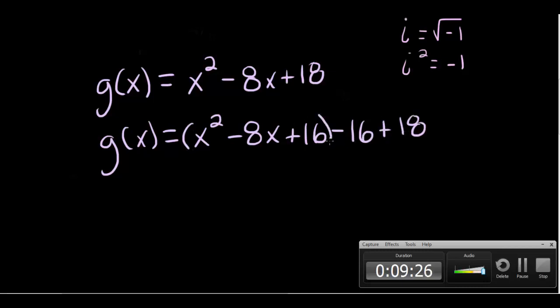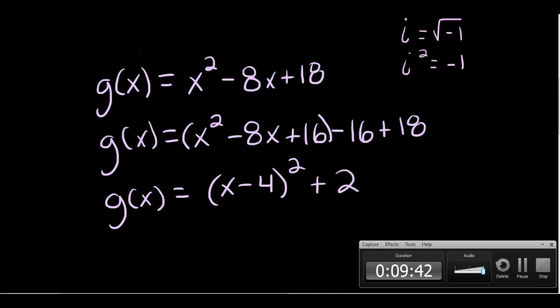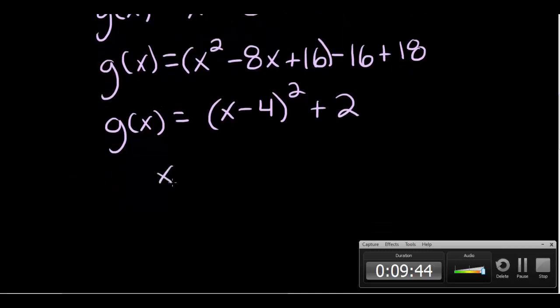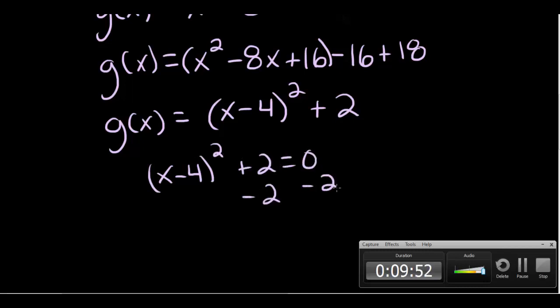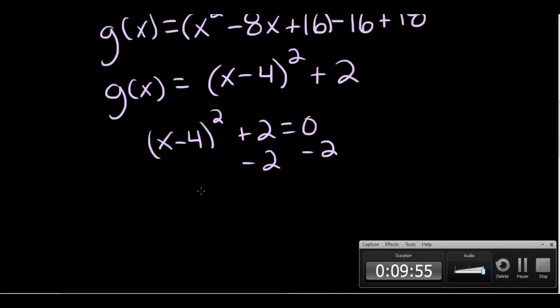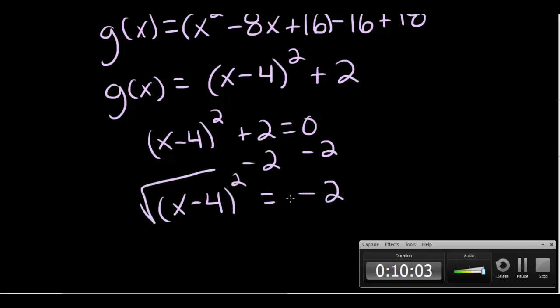And we're going to factor this. So it will be g of x equals (x minus 4) squared. We're factoring this. Remember, it is a perfect square trinomial. Negative 16 plus 18 is going to be plus 2. And then we have to solve this. So it will be (x minus 4) squared plus 2 equals 0. So I'm going to subtract 2 from both sides. So it's (x minus 4) squared equals negative 2. We square root both sides.